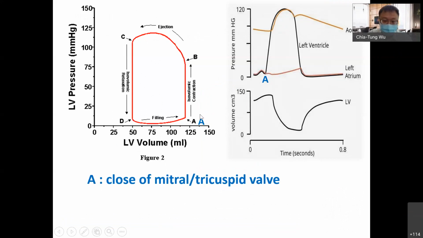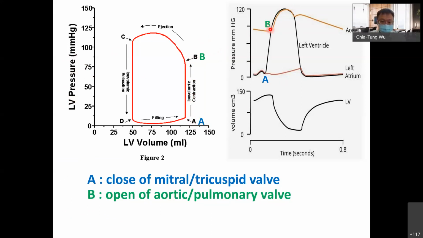And after point A, the ventricle keeps contracting, but the pressure is still below the aortic pressure. So will the aortic valve open during this segment? No, it will not, because the pressure is lower in the ventricle. The ventricle keeps contracting from point A to point B. So you can see that left ventricular pressure rises because the ventricle contracts. Then at point B, finally the pressure is above the aortic pressure, and the aortic valve opens at point B, here.